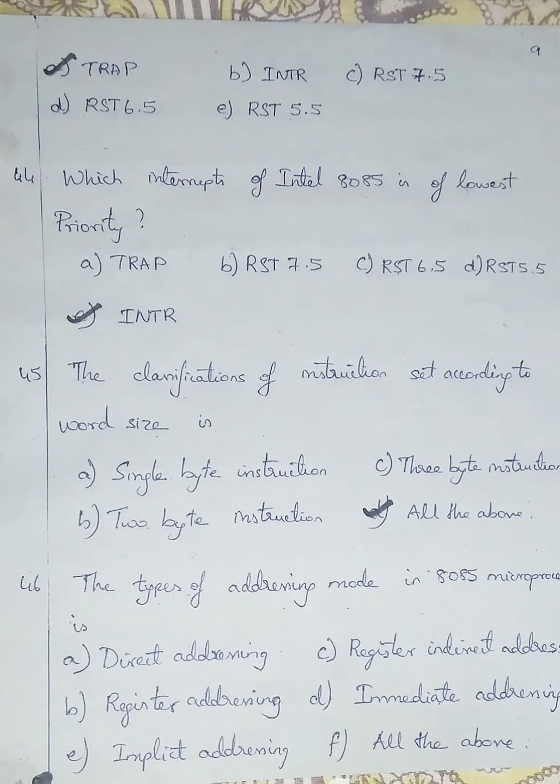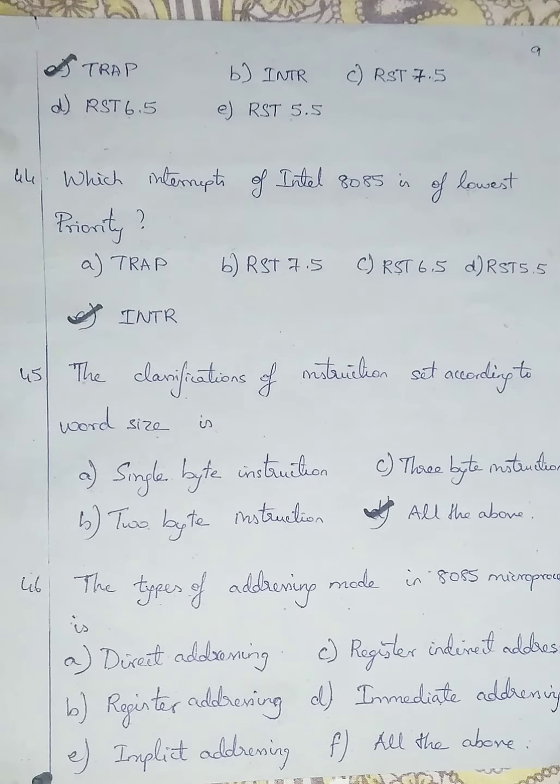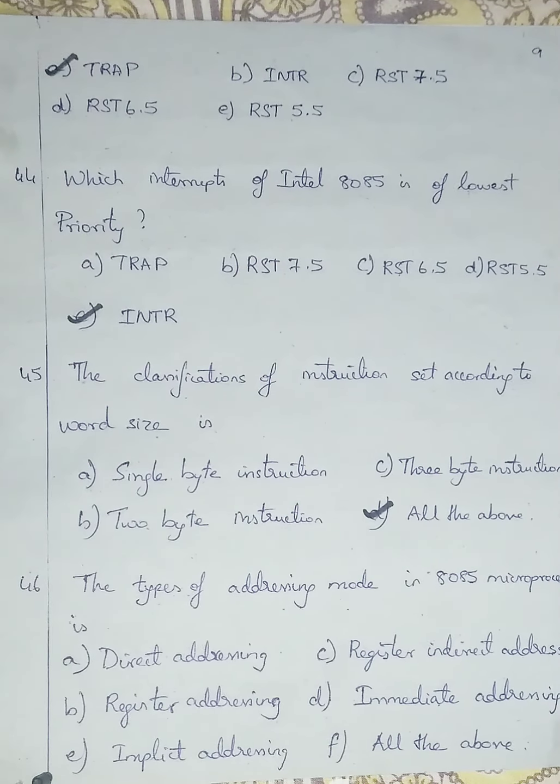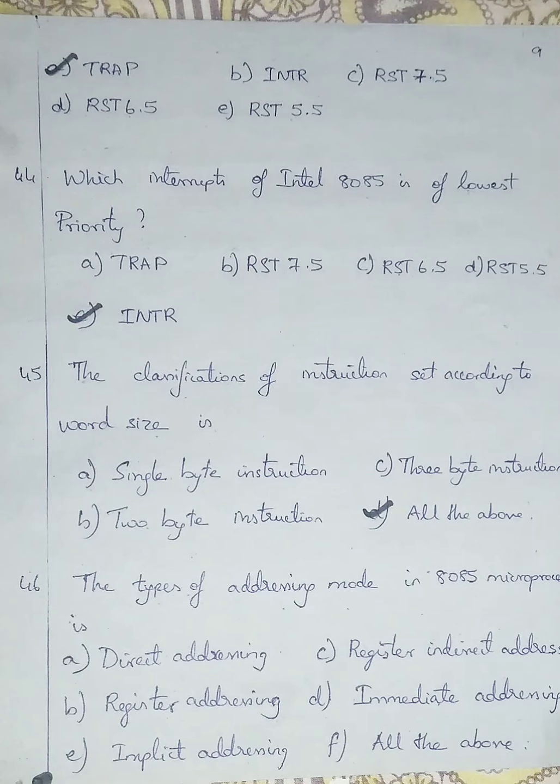Question number 46. The types of addressing mode in 8085 microprocessor is: option A, direct addressing; option B, register addressing; option C, register indirect addressing; option D, intermediate addressing; option E, implicit addressing; option F, all the above. These are the types of addressing mode in 8085 microprocessor.